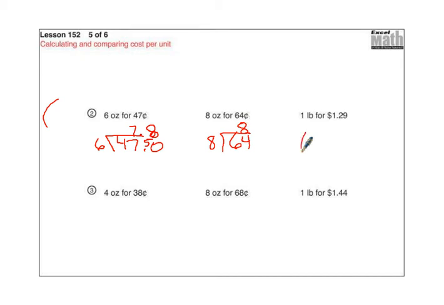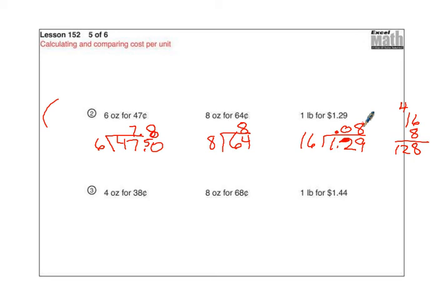16 into $1.29. Okay, so 16 does not go into 12. How many times do you think 16 goes into 129? 8. Let's try 8. 6 times 8? 48. Oh, look at that. Makes it in. I told you. Okay, do I need to go any further than that?